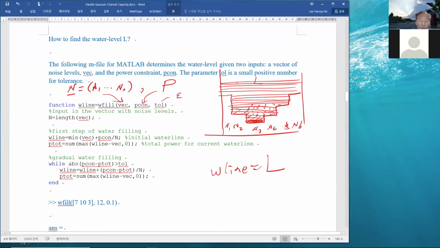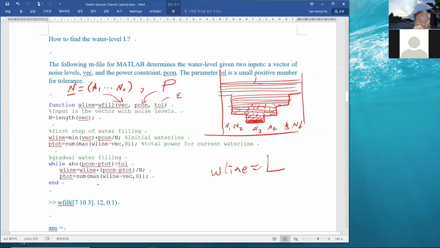In order to find this water level recursively, you are just implementing the intuition that we have developed in this picture. Given the power budget, you allocate the power to the best channel, and if you still have more power to allocate, you divide the leftover power equally to other channels, and you continue to increase as you do the iteration.